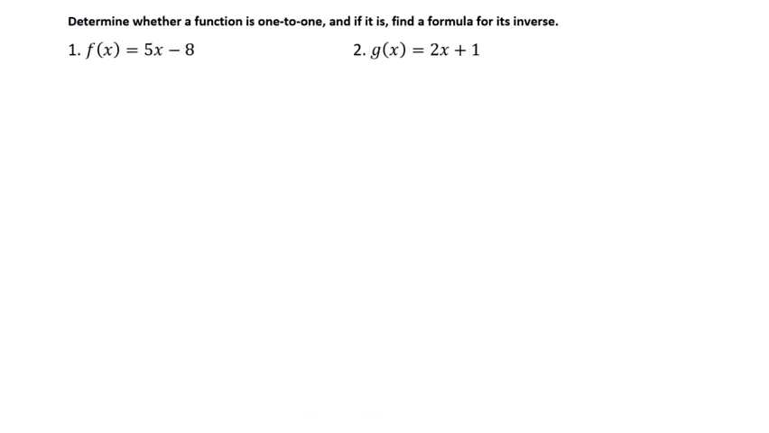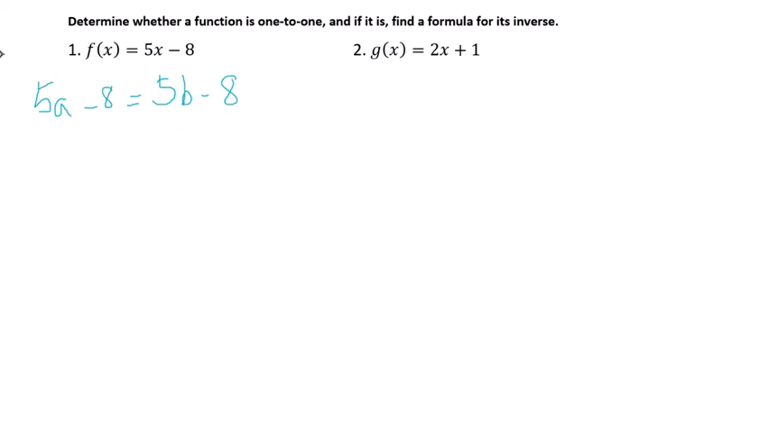Let's look at our next example. All right, just like on the previous examples, we're going to plug in and make this f of a. So 5a minus 8 needs to equal 5b minus 8.